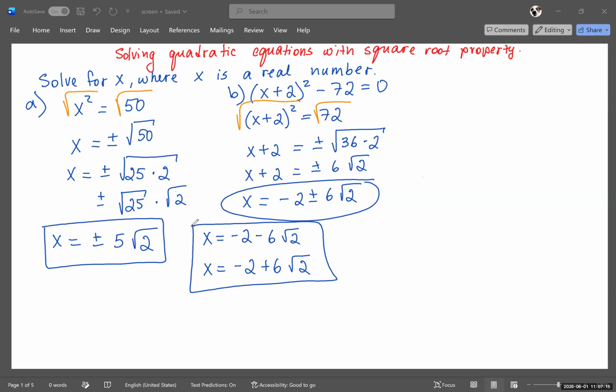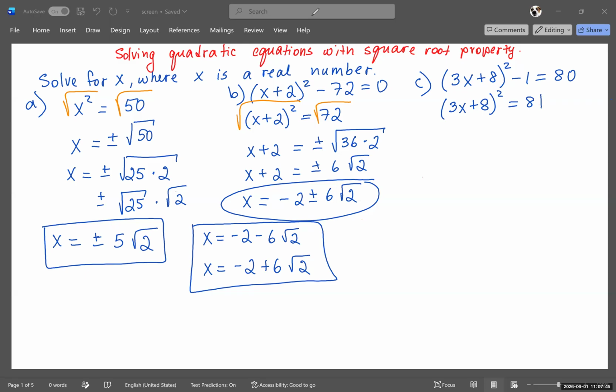Now we'll try one more. And this time we'll do 3x plus 8 squared minus 1 equals 80. Once again, we have to isolate the squared expression on the left-hand side. That means we have to add 1 to both sides. This is 3x plus 8 squared equals 81.